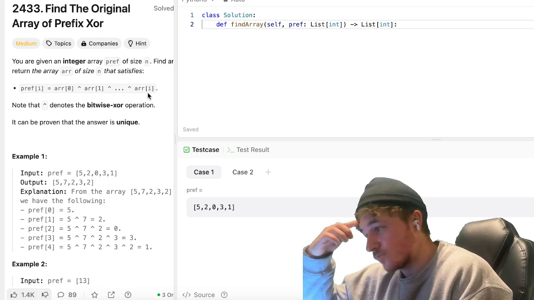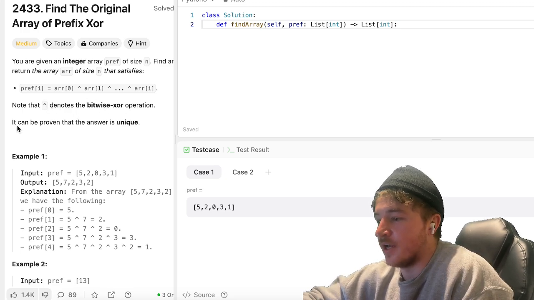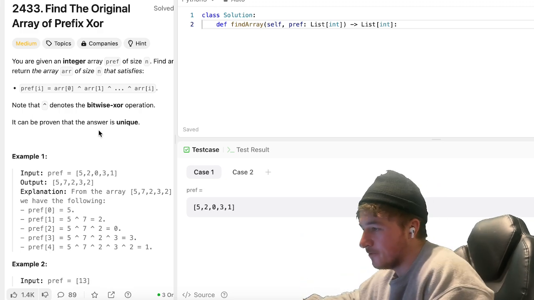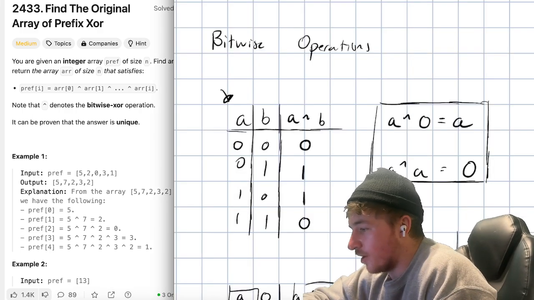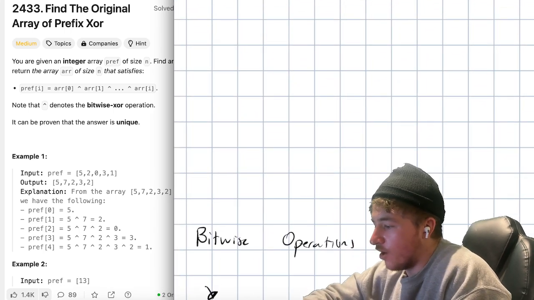Okay, and that's what you're given. Note that this is the bitwise XOR operation. Okay, it can be proven that the answer is unique. So you're basically given an array. It's kind of confusing, the wording of this, but you're basically given an array where the following is true.